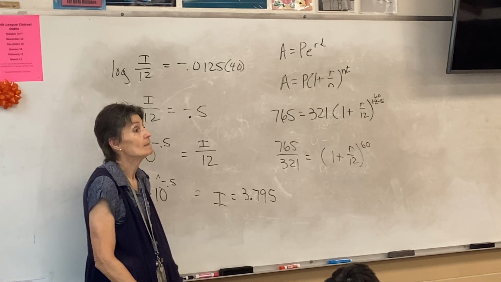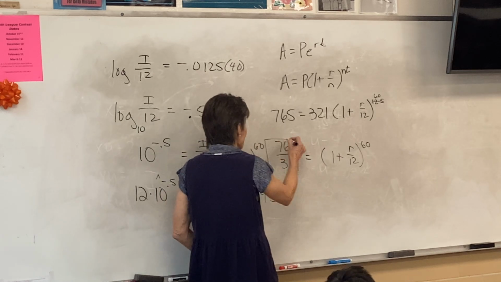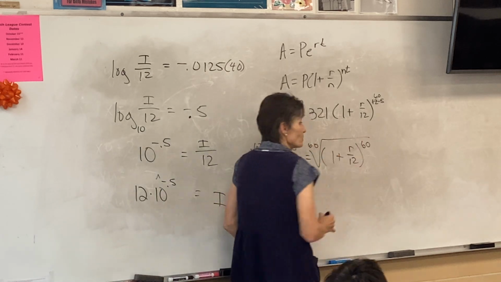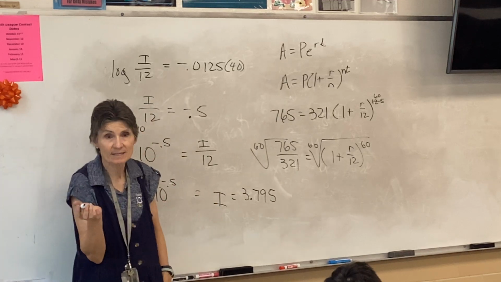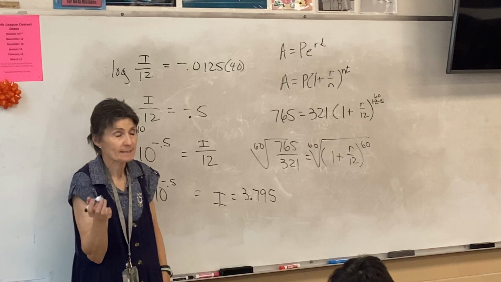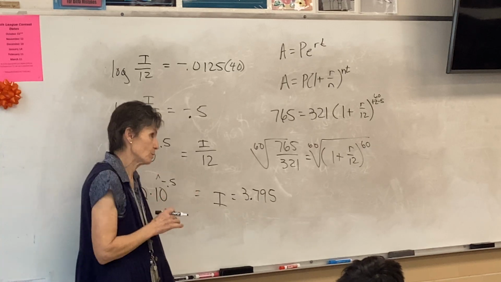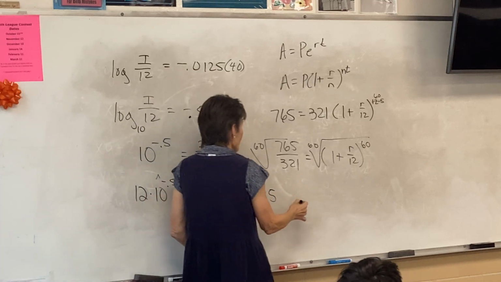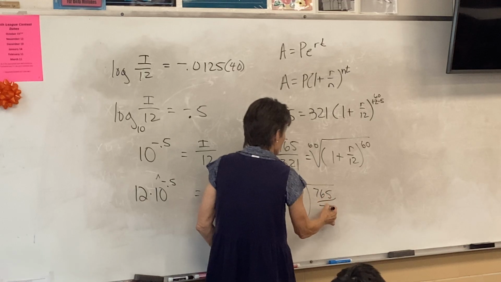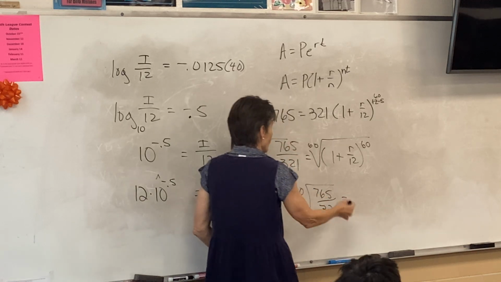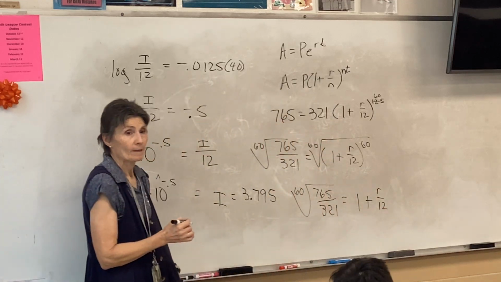Both sides. Exactly. We are going to take the 60th root of both sides. That is the only way to get rid of the 60. It's like when you square root to get rid of the squared. We're 60th rooting. All right, so now we've got the 60th root of 765 over 321 equal to 1 plus r over 12. Now am I getting closer?